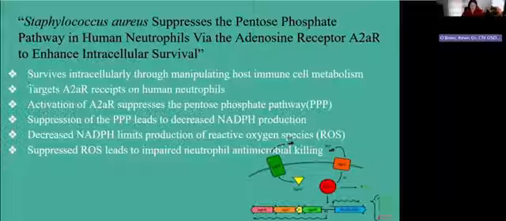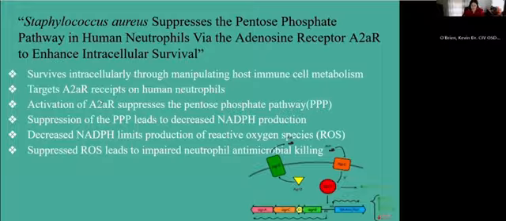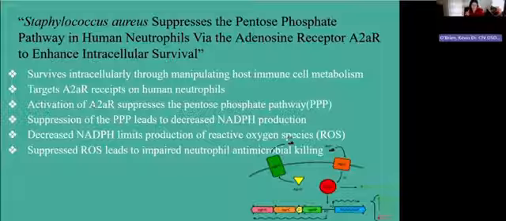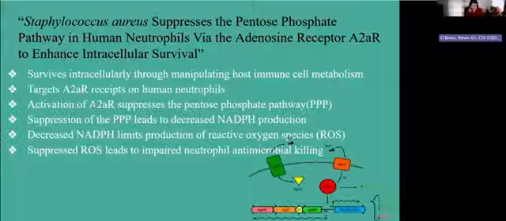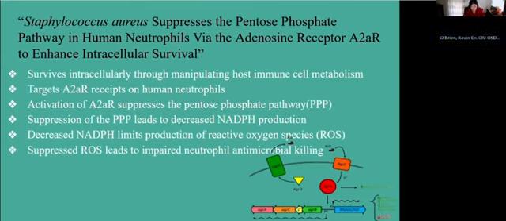It targets these receptors in human neutrophils, and it activates these adenosine receptors, which suppress the pentose phosphate pathway, which directly is going to decrease the NADPH production. Remember, that's the electron donor. Without the NADPH, the reactive oxygen species, which helps kill off this infection, is not produced. And suppressed reactive oxygen levels lead to impaired neutrophil antimicrobial killing.